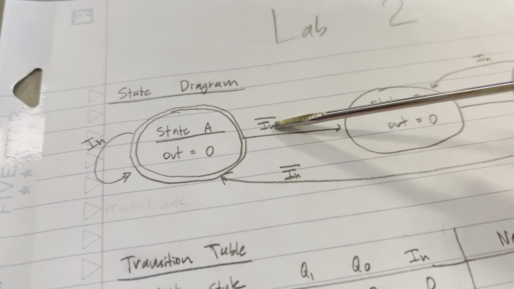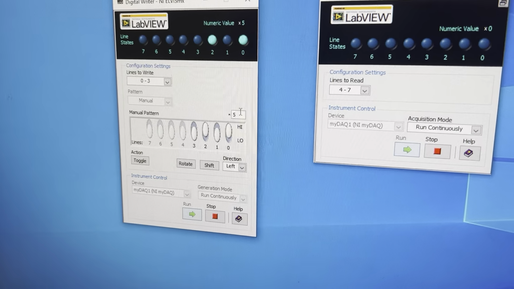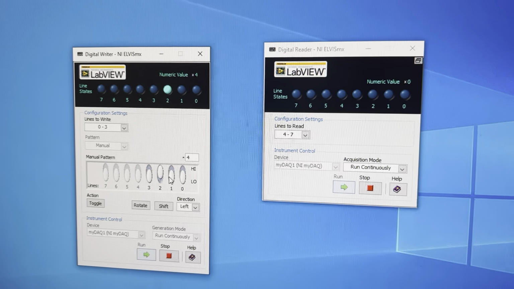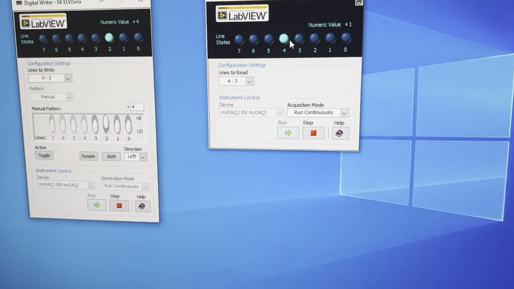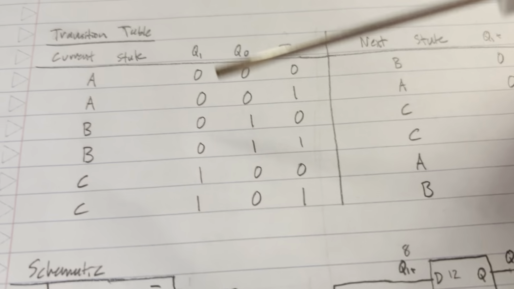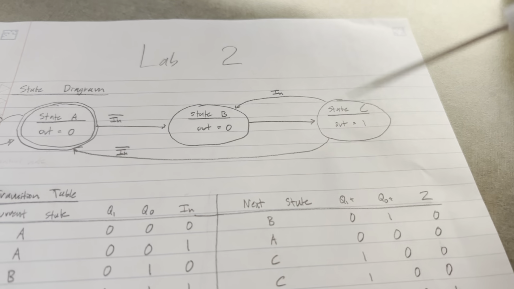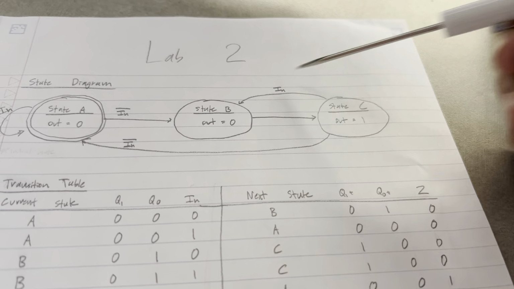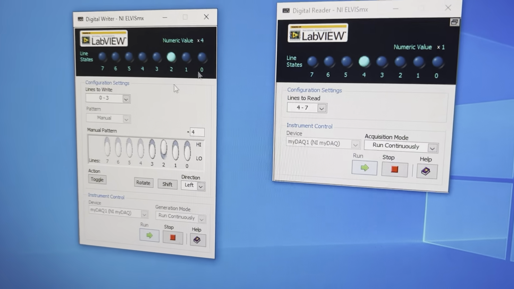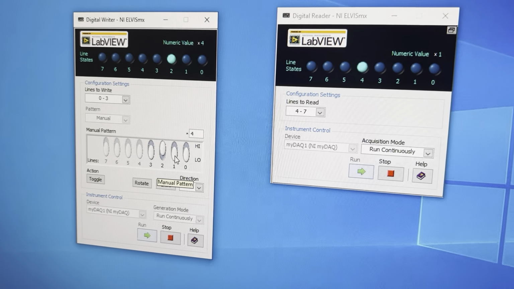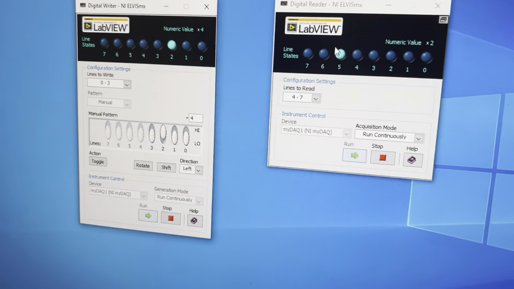Now if input is 0 and we clock it, it should go to state B. So if input is 0, we clock it, it goes to state B because it's 0, 1, and state B is 0, 1. Now in state B, no matter what the input is, it goes to state C. We'll check both because there's a path you can go back. So let's first test if input is low and we're in state B. Did we get to state C? We do. We're in state C now.